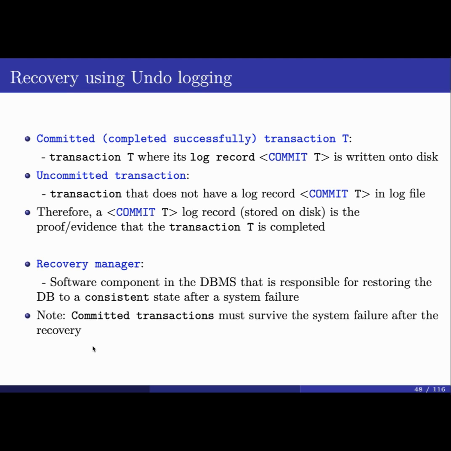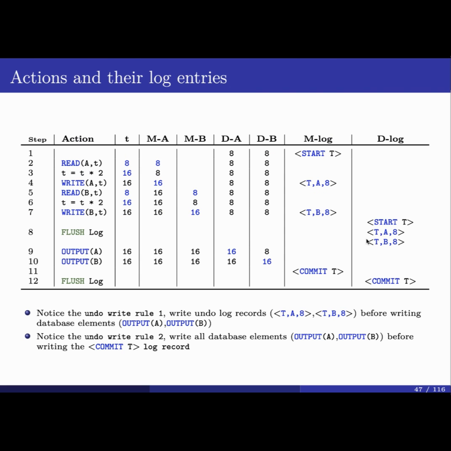So here we need just to emphasize that the committed transaction must survive the system failure after the recovery, which makes sense because if I found the commit T based on the rules that we have, I cannot write the commit T in the disk until I make sure that every single change, or I need to perform the output for every single database element that was touched or modified by this transaction. I cannot do this until the log entries are stored here.